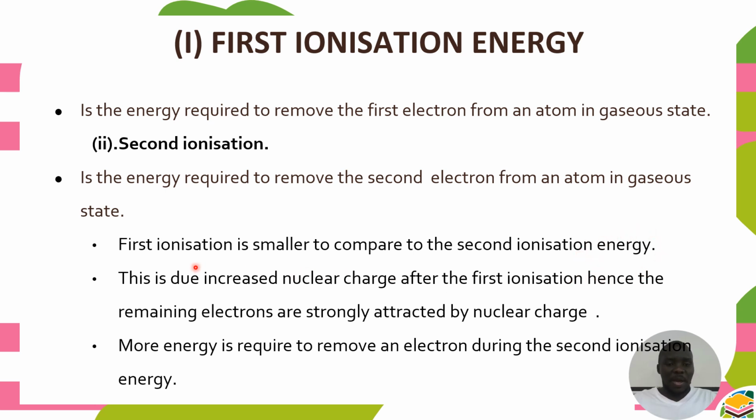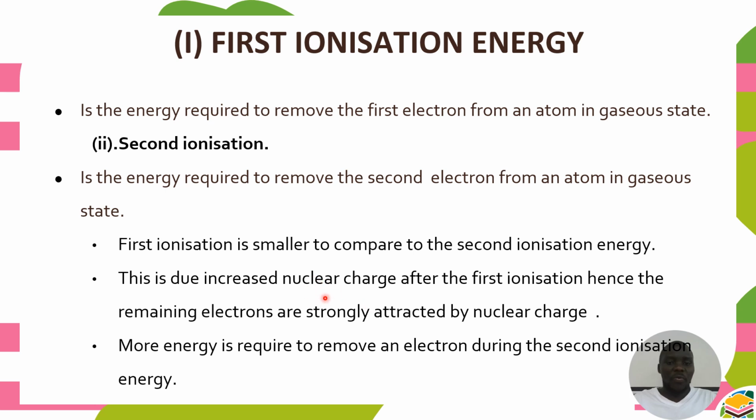What do you think could be the reasons for the difference between the energy used to remove the first and the second electron? If we are to answer this, we will still recall shielding as well as the size of an atom and nuclear charge as well.